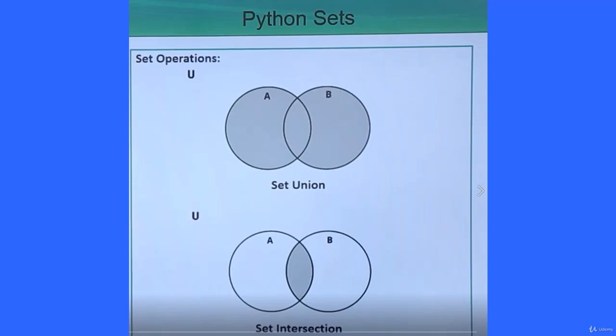Next, the set operations continued: the set difference. If you do A minus B, then you are left with those elements which are in A but not in B. But if you do the set symmetric difference, A symmetric difference B, then those elements will be selected which are either in A or in B, but not in common.